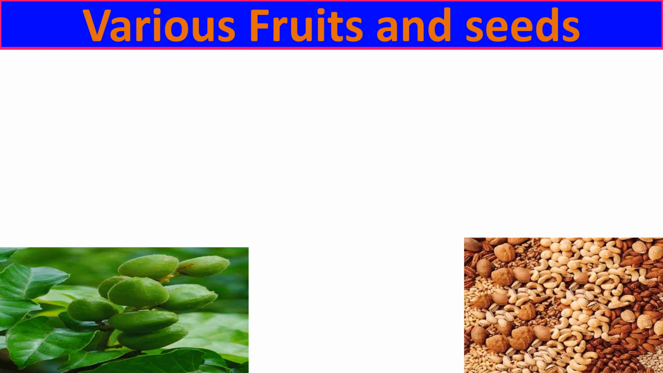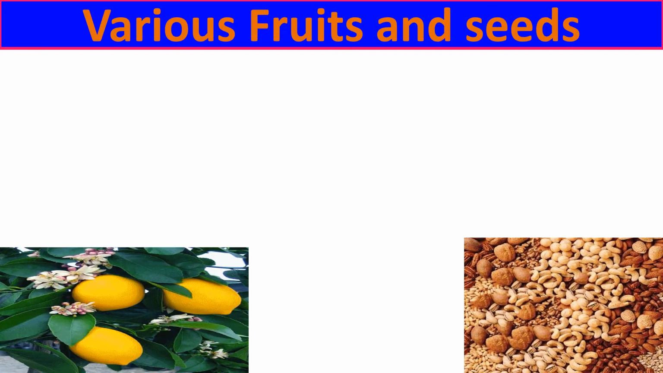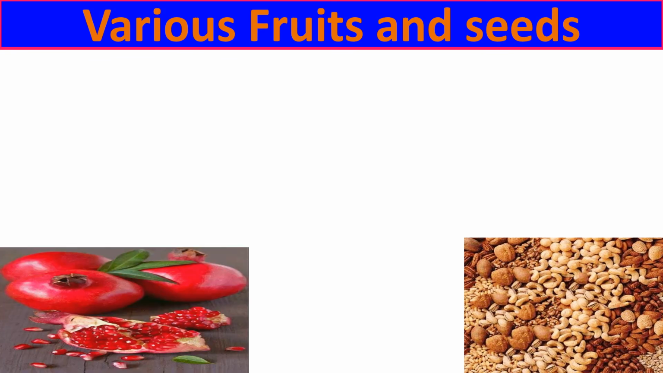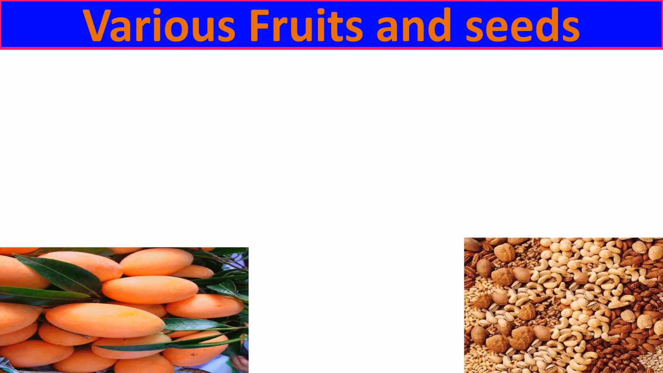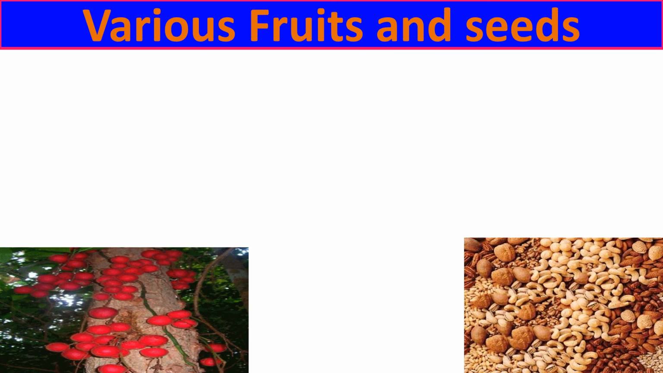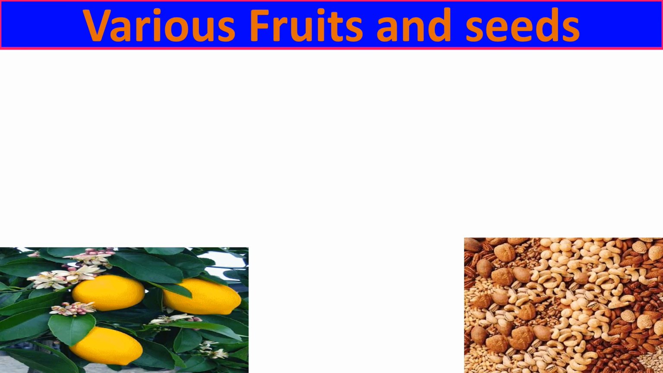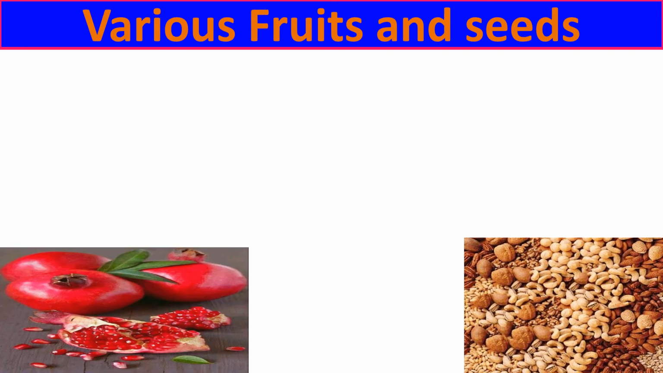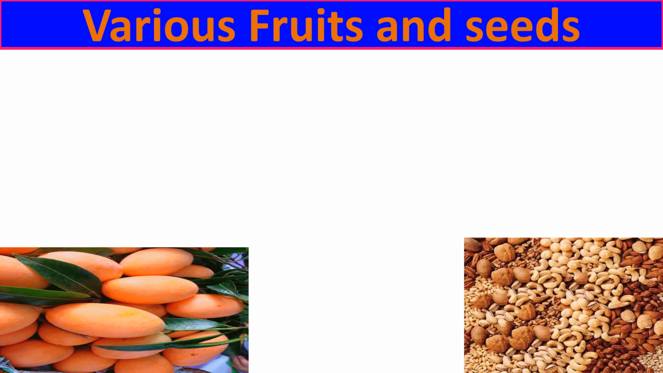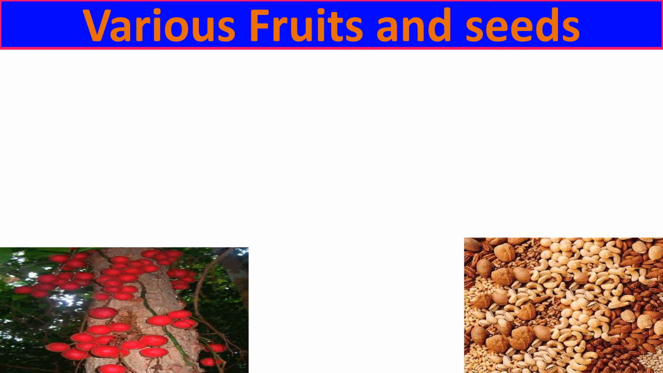Now let's know about various fruits and seeds. So we eat different types of fruits and each fruit has its own characteristic. And fruits have various shape, color, taste, etc. and fruits are very healthy for our body. But these fruits are bearing seeds, and we'll know about the seeds in detail now.